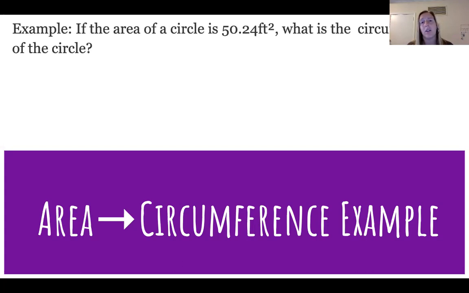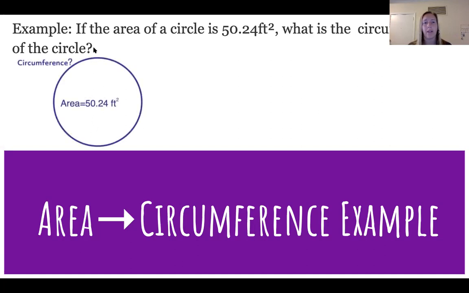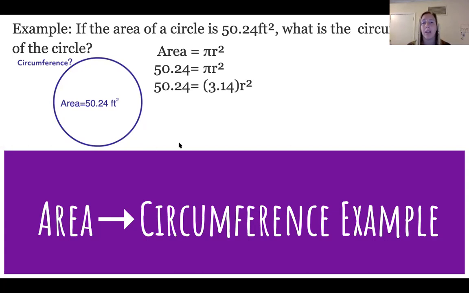If the area of a circle is 50.24 feet squared, what is the circumference of the circle? So we have our area, the space within our circle is 50.24 feet squared. We want to know what's the circumference. So first things first, we're going to take our area formula. Area equals pi r squared. We are going to take our 50.24 and plug it in for area. We don't have r, but we can plug in 3.14 for pi. So now I'm going to divide both sides by that 3.14. I am trying to figure out what is my radius, because that is my unknown at this point.